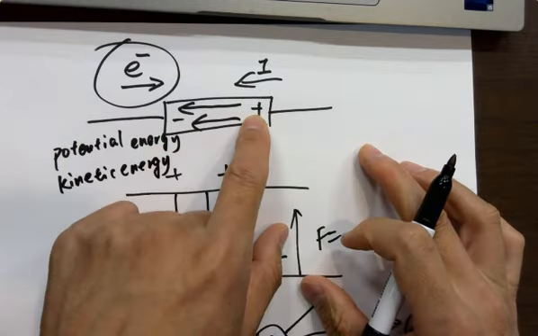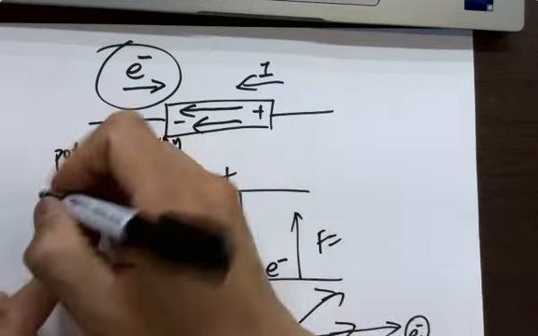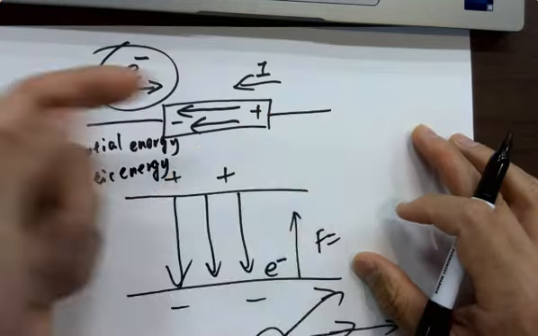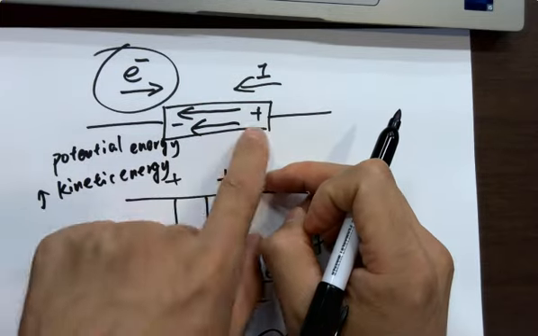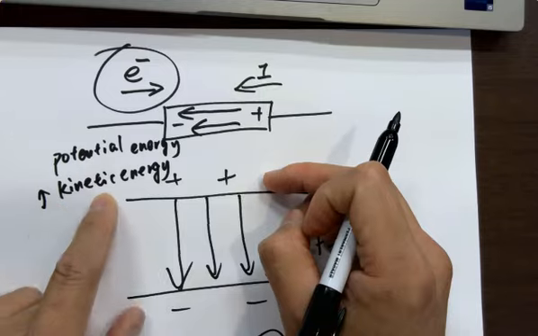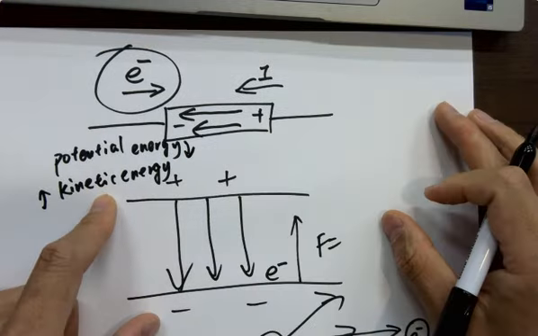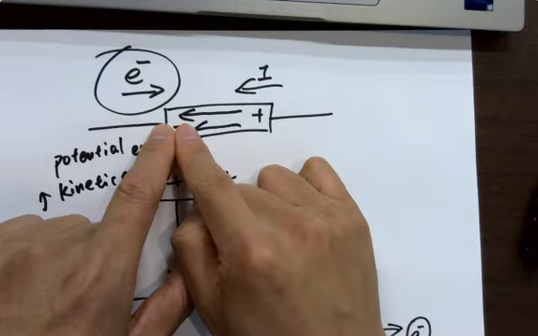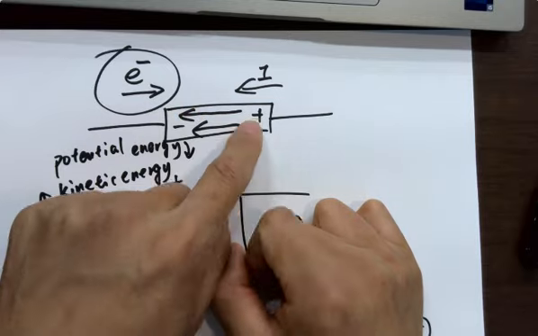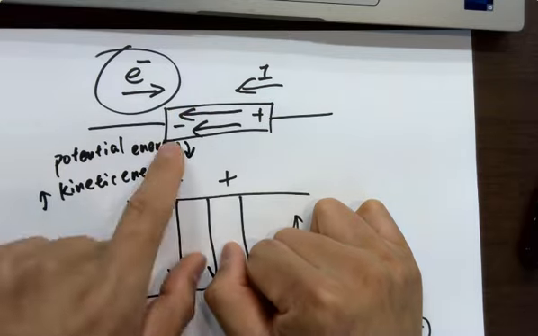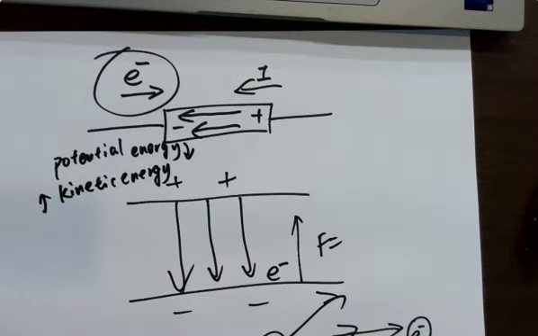If it accelerates, the kinetic energy will go up, right? So when it goes right, it's actually gaining kinetic energy by consuming potential energy. The electron does have a potential here, a higher potential. So when it goes towards the anode, it's losing potential energy, but however, it's gaining kinetic energy. It's going faster by consuming potential energy.